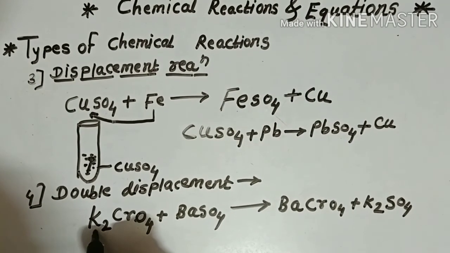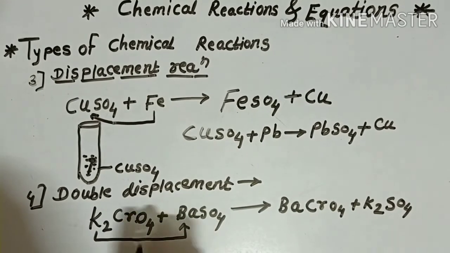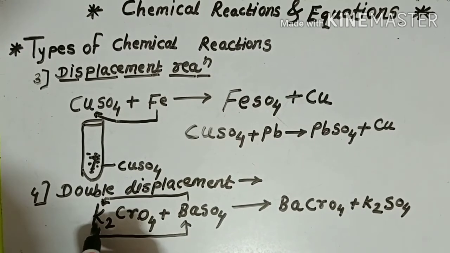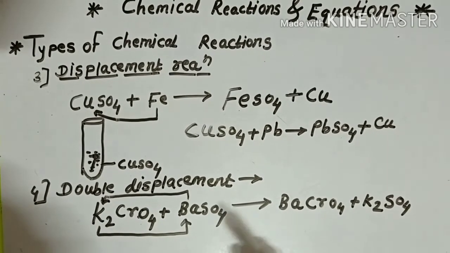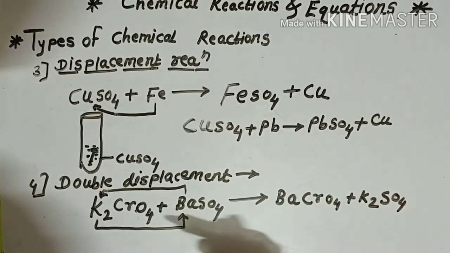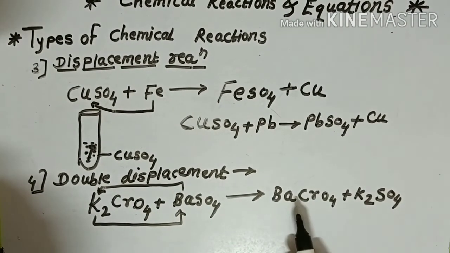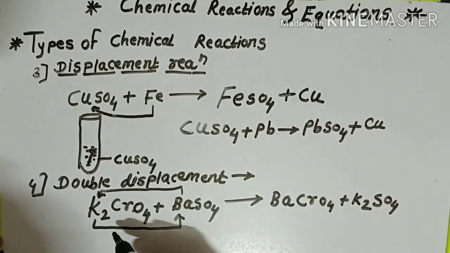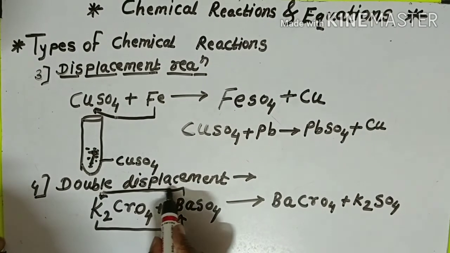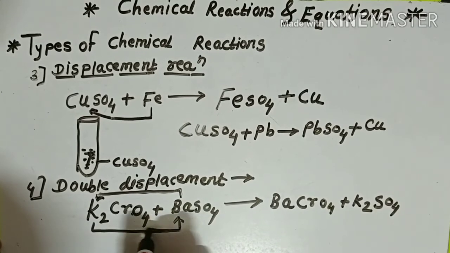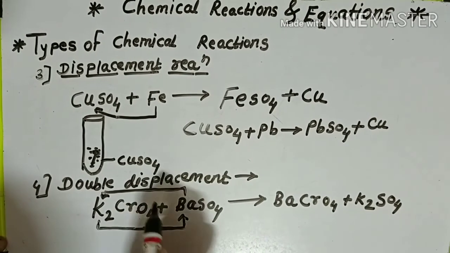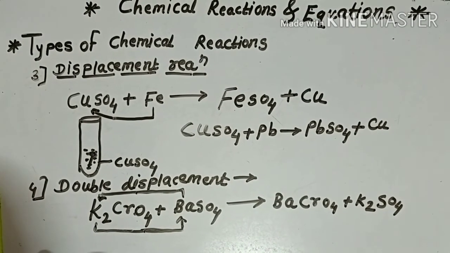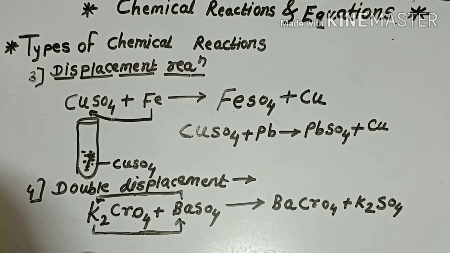See, this takes place of Ba and Ba takes place of K2. At a time, exchange of two ions occurs in this reaction and there is a formation of two new products. In this type of reaction, displacement happens two times. Exchange of ions two times. Here is one exchange and here is two. So this is known as a double displacement reaction.